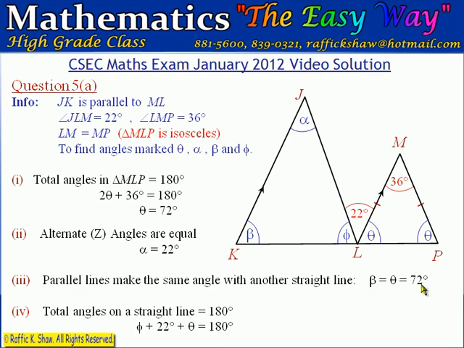We already know that theta is 72 degrees from here, and therefore we can find phi by subtracting 22 and subtracting 72 from 180 degrees. That gives us phi equals 180 degrees minus 22 degrees minus 72 degrees, and so that works out to be 86 degrees. Therefore this angle is 86 degrees. That's the answer for question 5A. Let's move down now to question 5B.